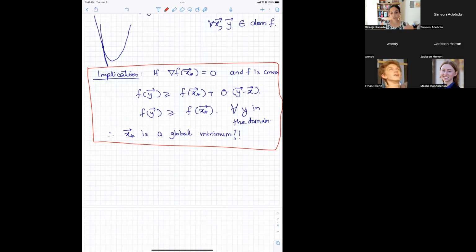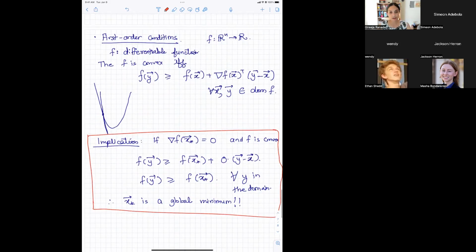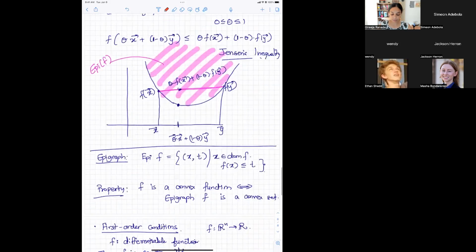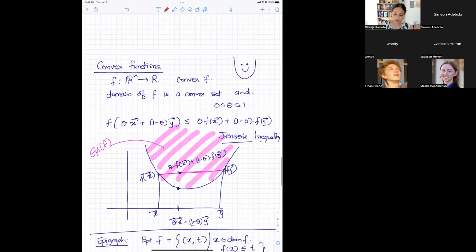This is only true, great question, for convex differentiable functions, correct. So yes, this proof that I have given you is only true for convex differentiable functions. In your homework, you will do another proof that shows that every local minimum must be a global minimum that relies only on Jensen's inequality.